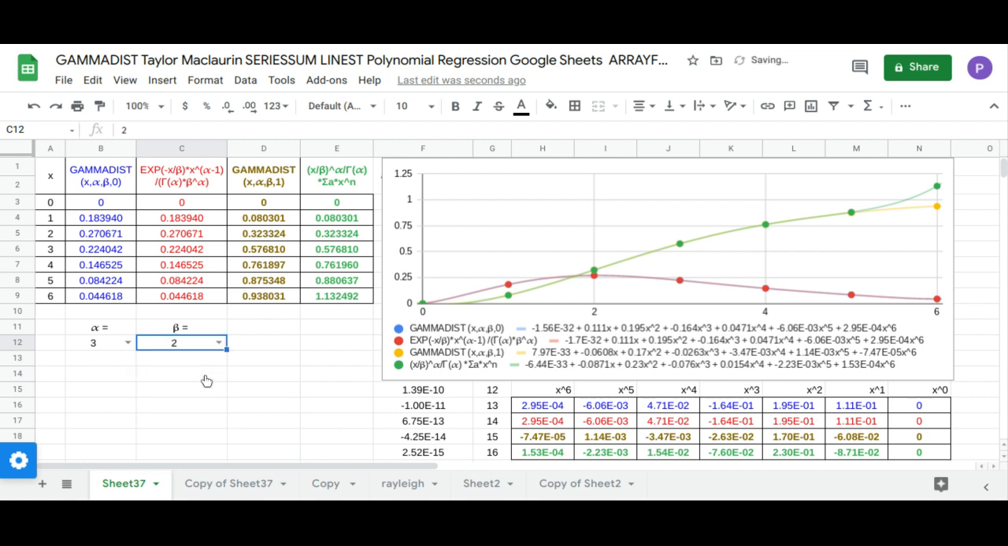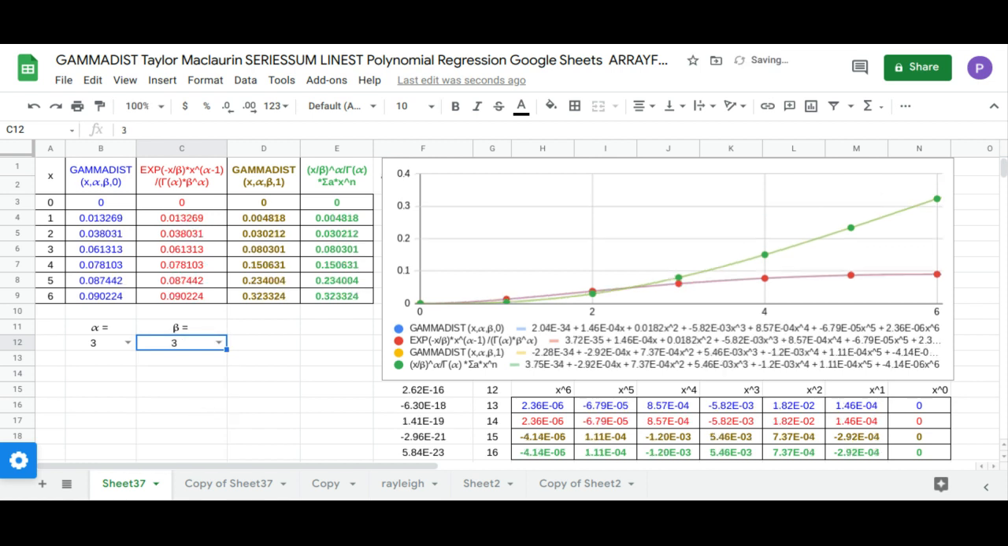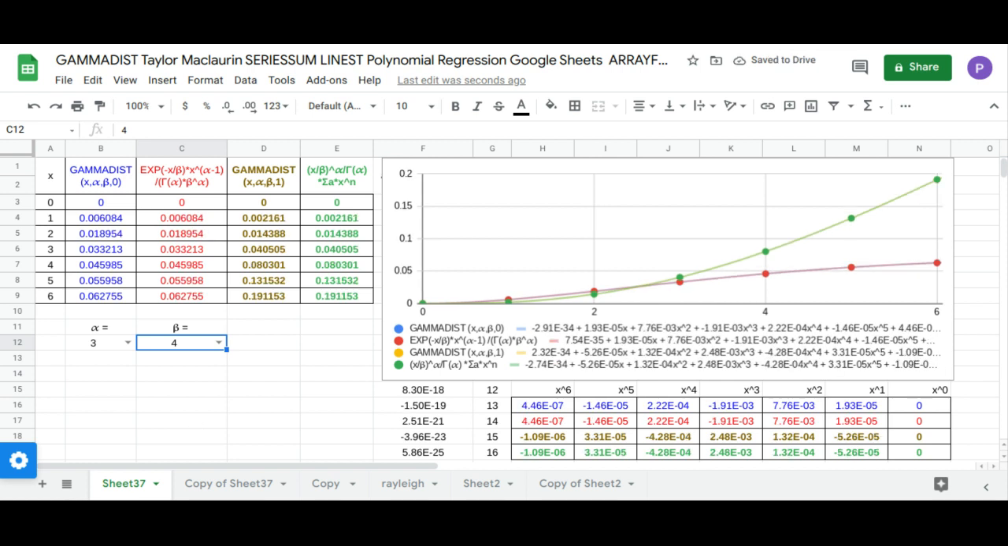At beta equals 2, and beta equals 3. And so the values are the same as we go higher in beta. Beta equals 4. So this completes the use of the Taylor-Maclaurin series sum expansion and Linest polynomial regression to generate the trend line and trend line polynomials of the GAMMADIST function.